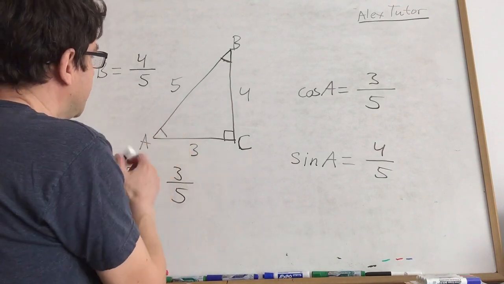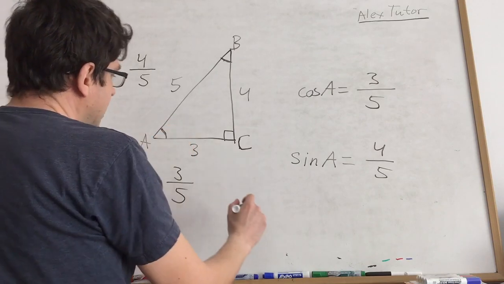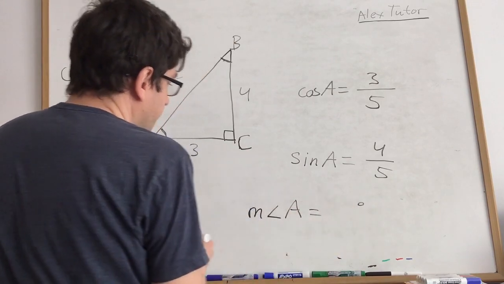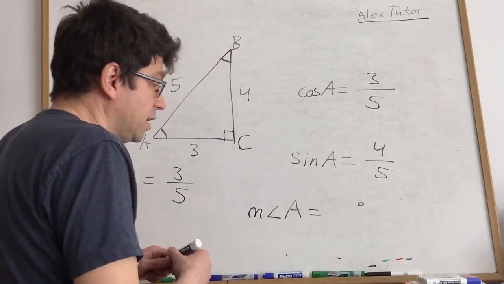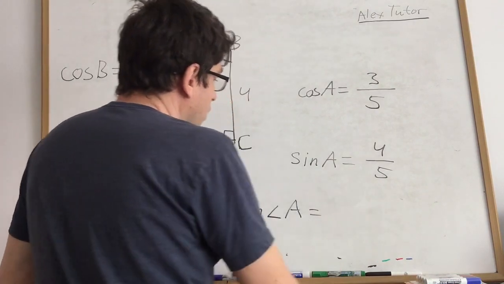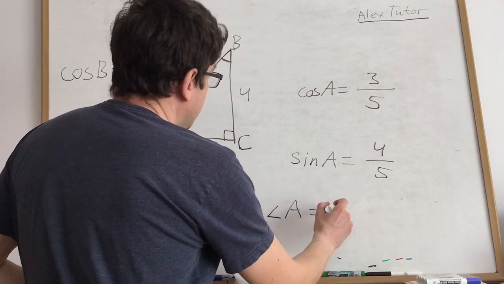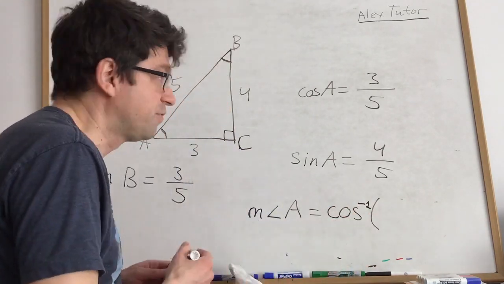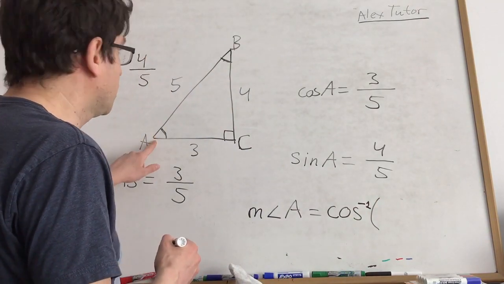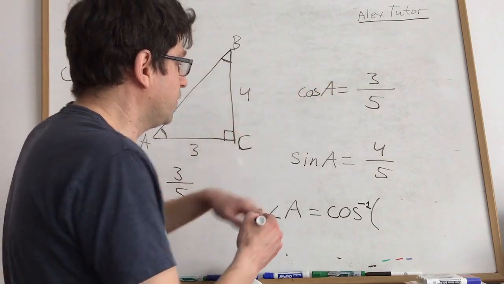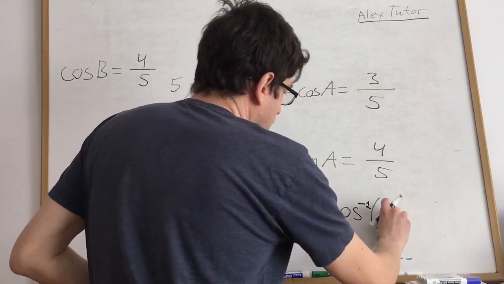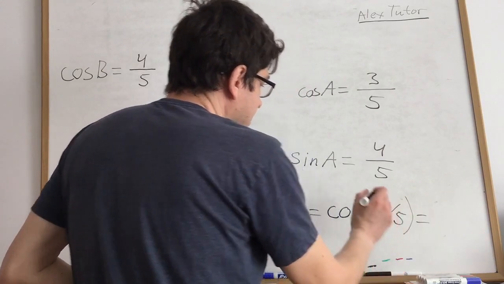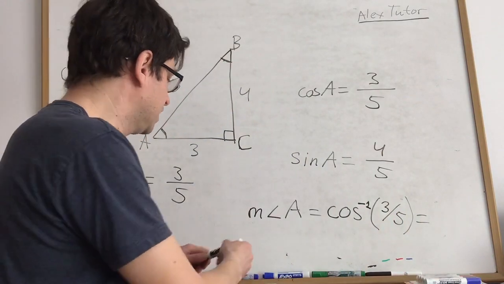Now, let me use a calculator. What if I want to find the measurement? How many degrees is angle A? For this purpose I will need a calculator. On the calculator I will need to enter cosine -1, which means inverse of cosine. And what is the cosine of angle A? 3 over 5. And that will give me the measurement of angle A.